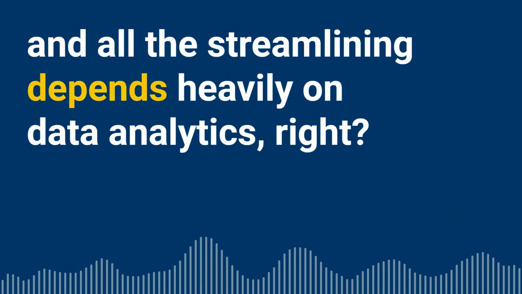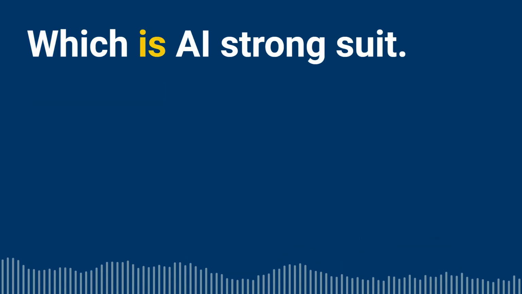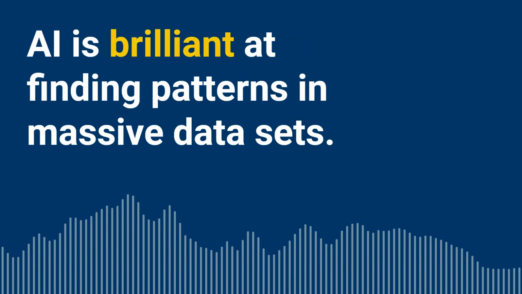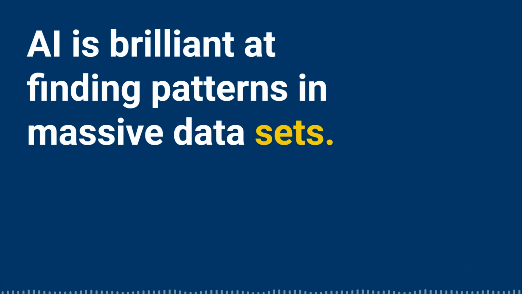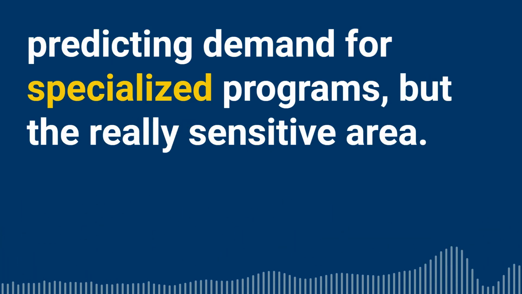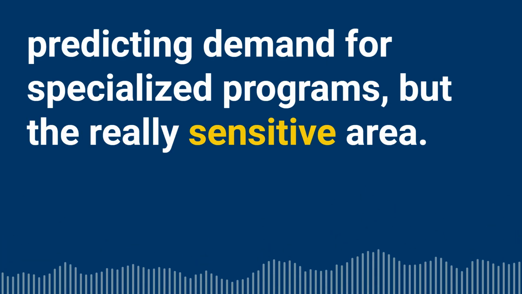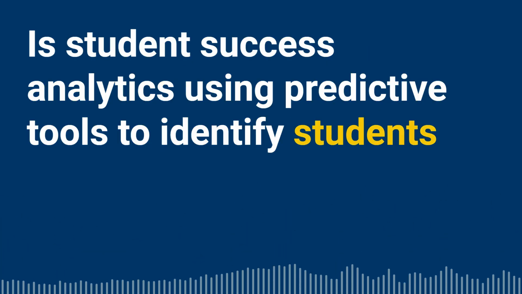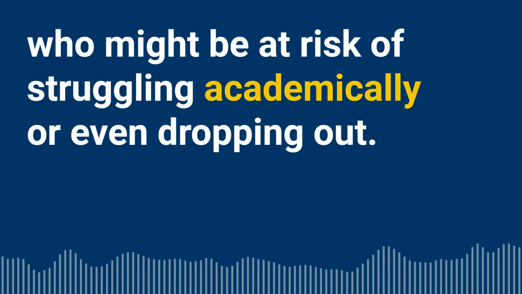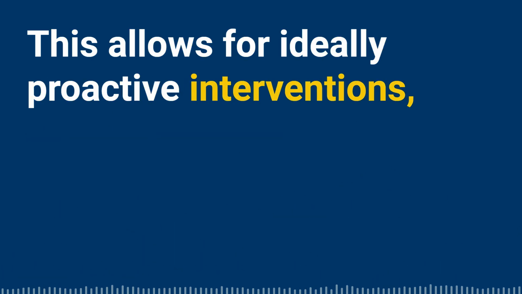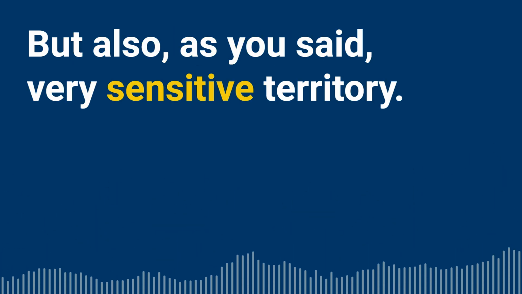And all this streamlining depends heavily on data analytics, right? Which is AI's strong suit. How is it boosting institutional research? AI is brilliant at finding patterns in massive data sets. For IR, this means more sophisticated enrollment modeling, maybe predicting demand for specialized programs. But the really sensitive area is student success analytics, using predictive tools to identify students who might be at risk of struggling academically or even dropping out. This allows for, ideally, proactive interventions. Predictive analytics for retention. Powerful, yes, but also, as you said, very sensitive territory.